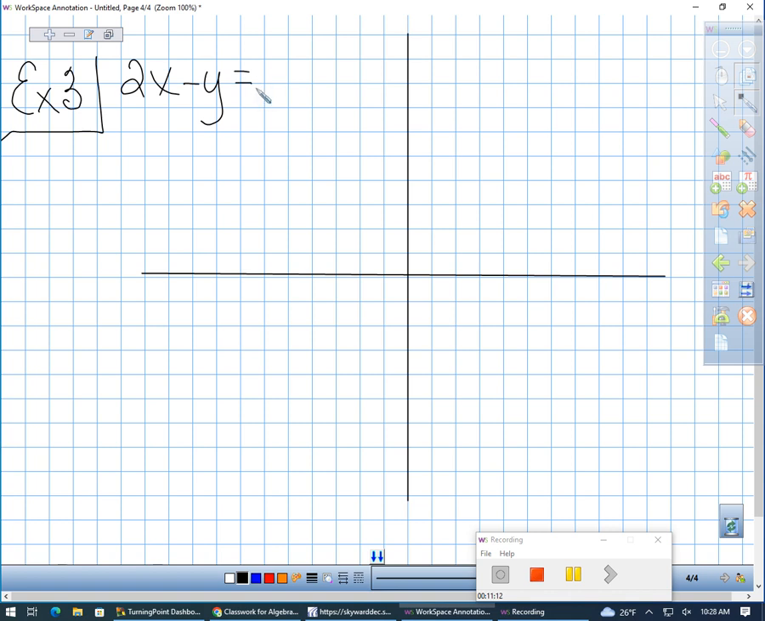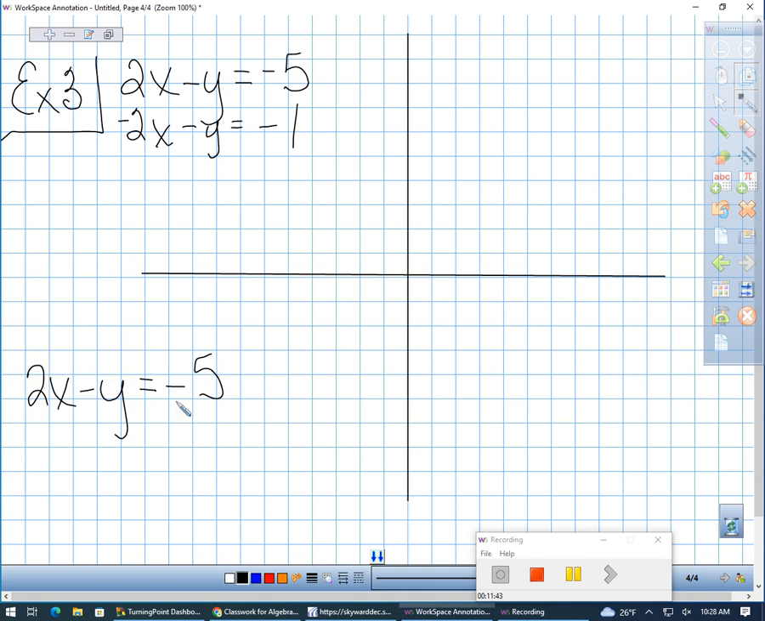All right, let's say I have 2x minus y equals negative 5. Second equation is going to be negative 2x minus y equals negative 1. All right, so in order to graph this, what do we want to do? Yeah, so we're going to move it around to y equals mx plus b, right? Let's start with the first one. I'm going to put it down here so we can move it around. I have 2x minus y equals negative 5.